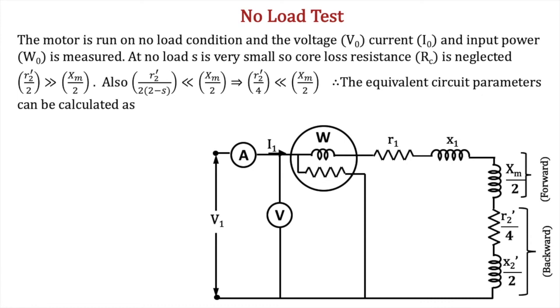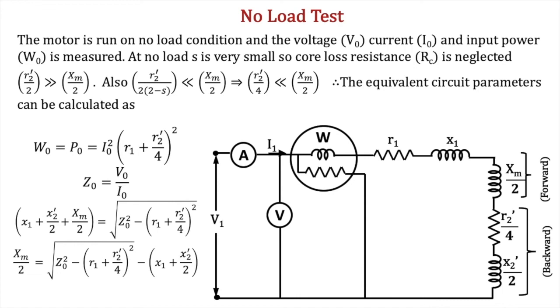So only the current will be flowing through the forward magnetizing reactance. In the backward field condition, you will have the rotor resistance into consideration and the reactance into consideration. So the equivalent circuit parameter under no load becomes R1 and X1 on the stator side, and on the rotor side we'll have the forward magnetizing reactance divided by 2, backward rotor resistance divided by 4, and X2 dash divided by 2. So these are the conditions.